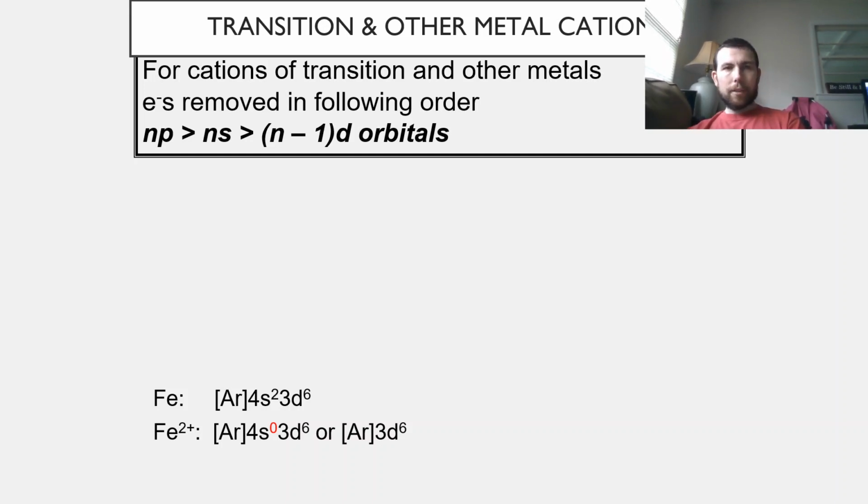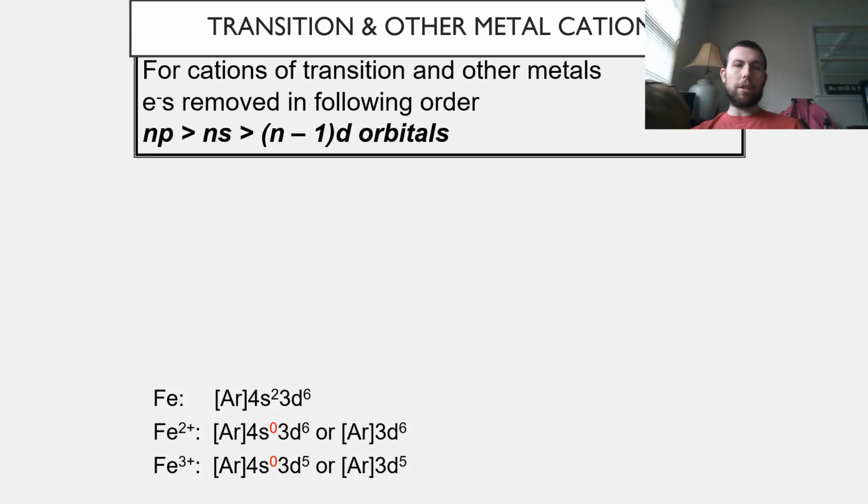Now, iron forms another cation, the iron 3+ ion. Since we've already seen the 2+ ion, it should be pretty straightforward what we're going to do. We didn't have to remove any from p. We already removed all of our electrons from s. So what we're going to do next is remove an electron to form the 3+ ion from that 3d orbital. So Fe3+, its electron configuration would be [Ar] 3d5. So that would be the electron configuration for the iron 3+ ion. Hopefully you've seen that comparison. That makes sense.